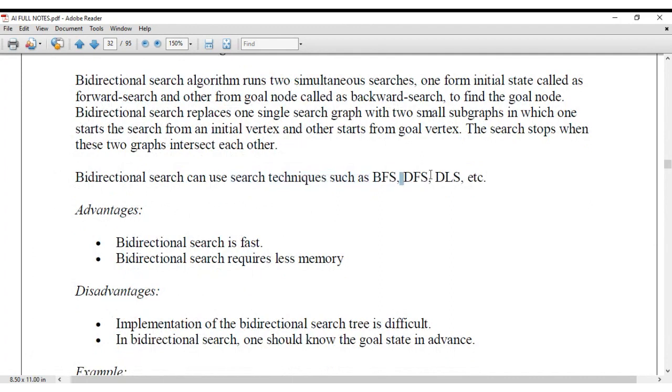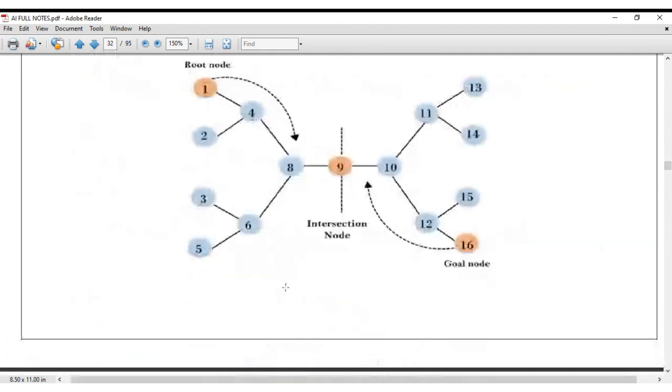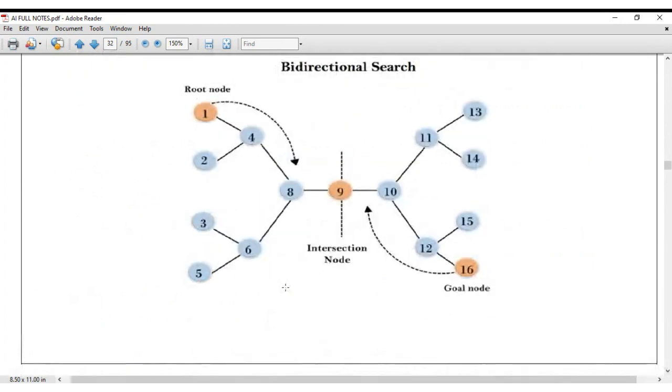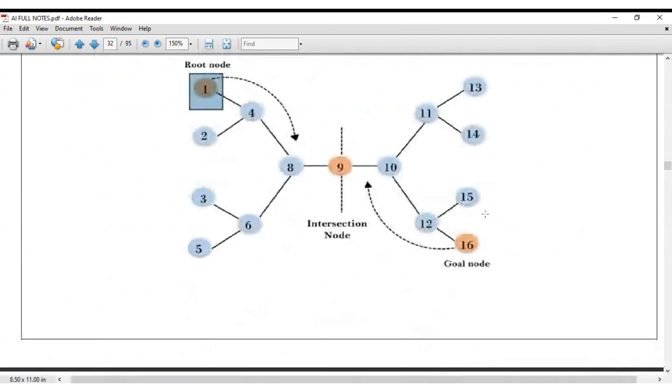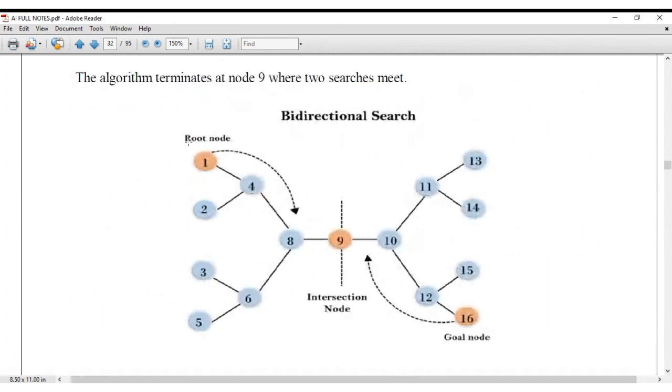Now, this is how bidirectional search works. For instance, this is the root node, and this is the goal node. The goal node is basically one of the nodes which can be the optimal solution. So basically what it does, it uses two directions for searching. You remember that in all the others, we have been beginning the search from the root node. Now this one, we begin the search from the goal node.